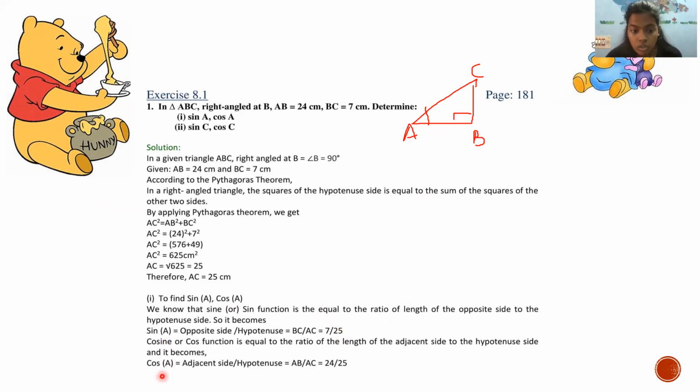Next is cos. So cos will be adjacent by hypotenuse. That's a formula. So the adjacent will be AB, right? This is my opposite. This will be my adjacent. And my hypotenuse is AC, which will be 24 by 25. Clear, children? So this is how you will be applying these trigonometric ratios in problems for a right angle triangle.